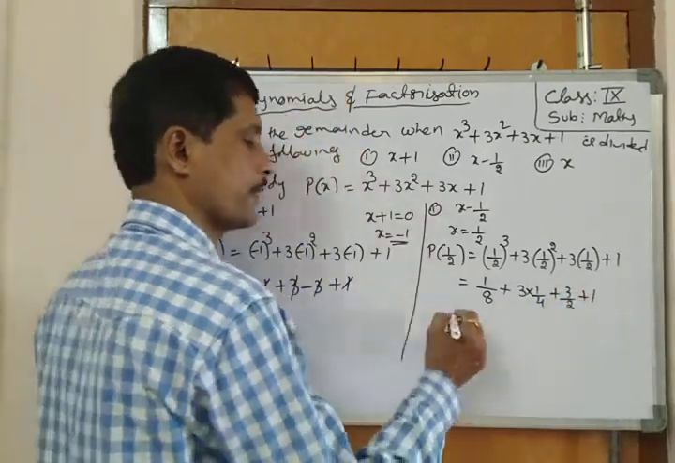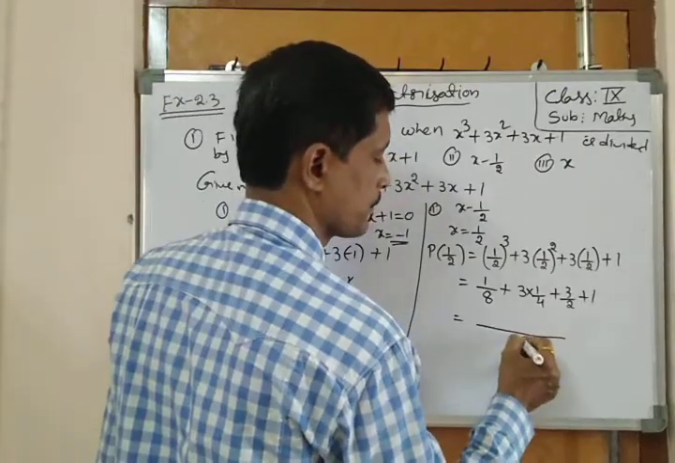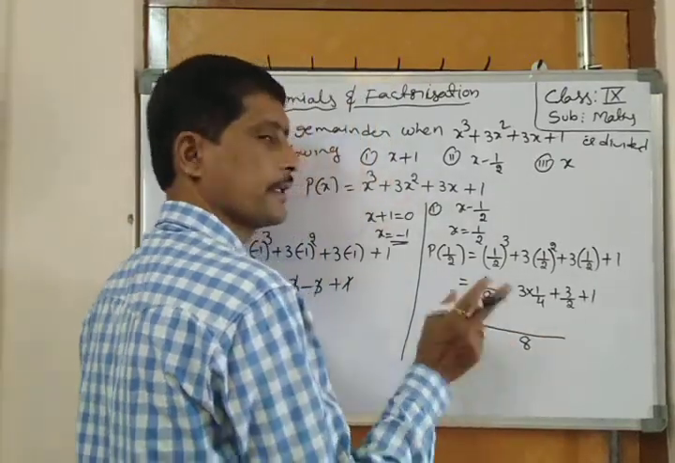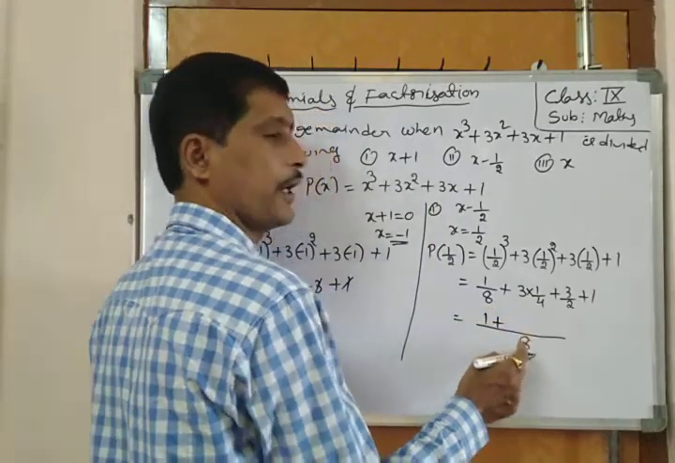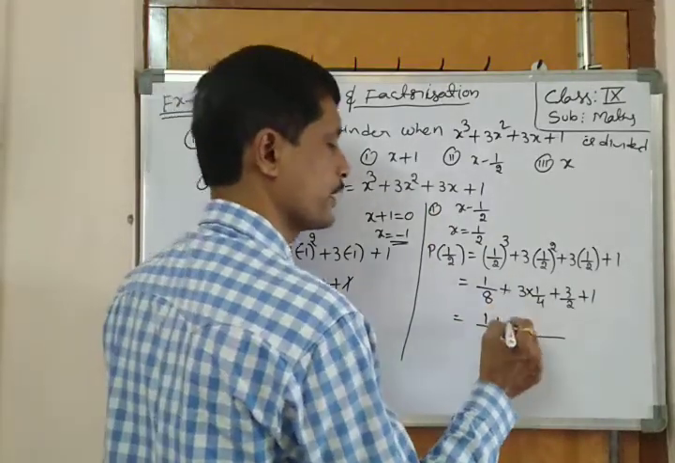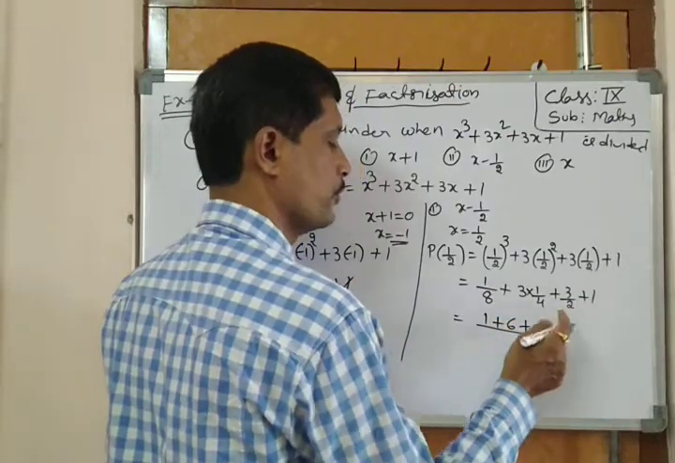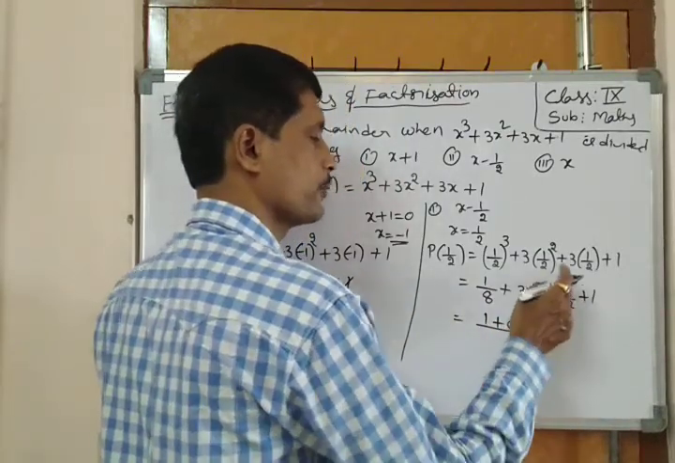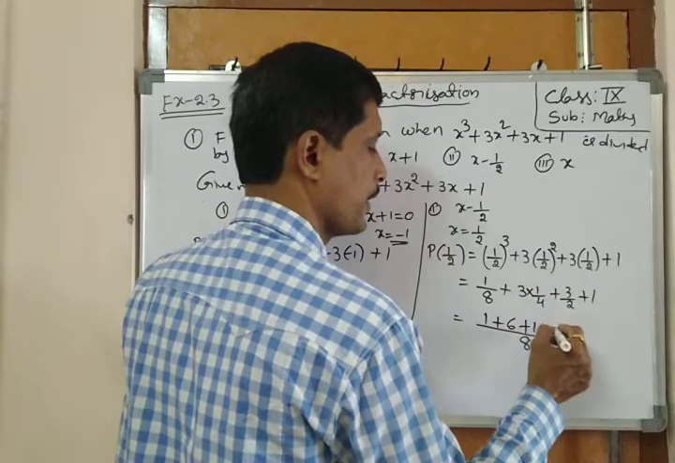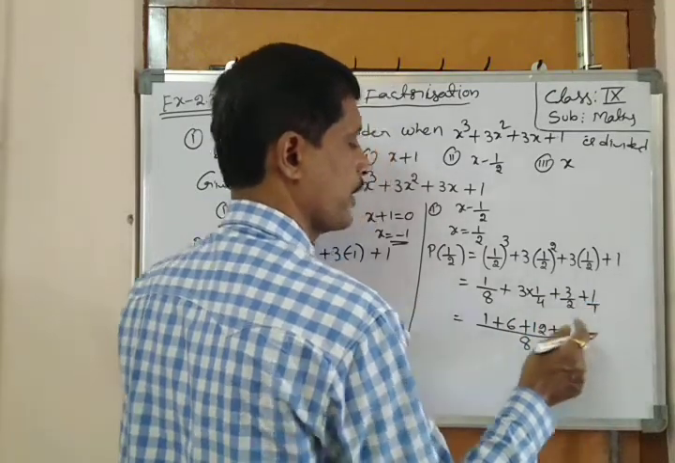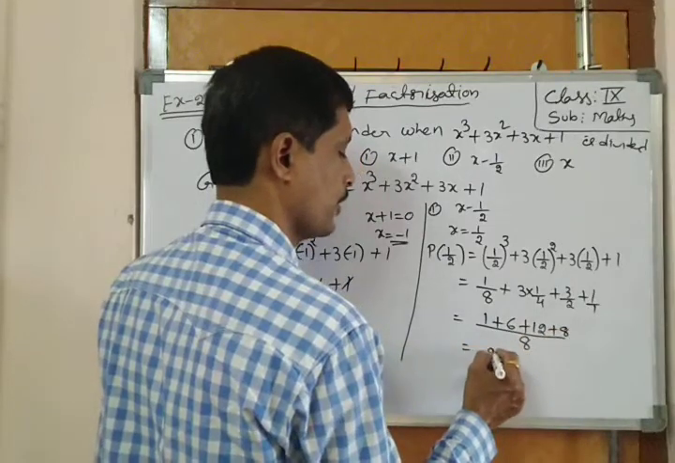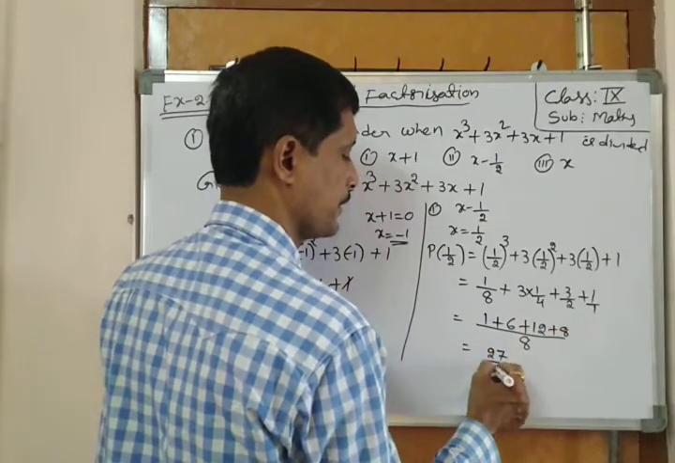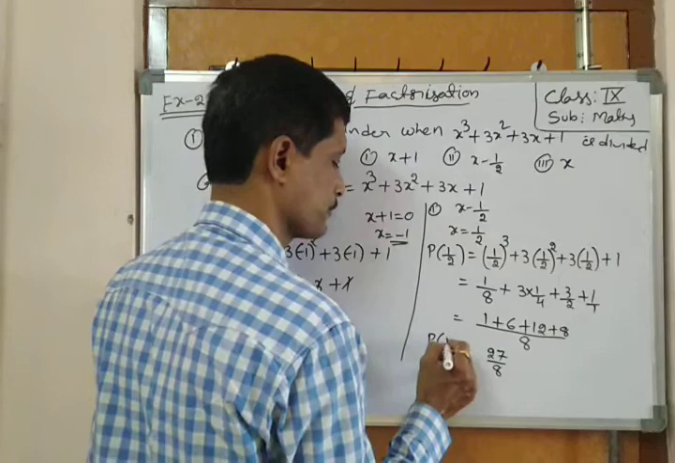Here, after simplifying, the LCM is 8. 8 in 8 is 1 time, 1 into 1 is 1. Plus 4 into 8 is 2 times, 2 into 3 is 6. 2 in 8 is 4 times, 4 into 3 is 12. 1 in 8 is 8 times, 8 into 1 is 8. That is a total of 27 by 8, that is P of 1 by 2.